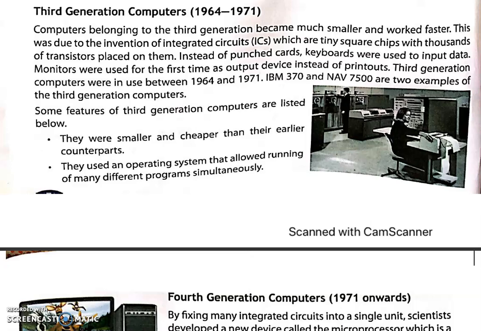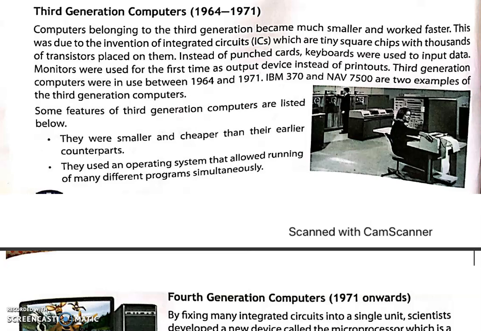Let's start. So, the third generation of computers, that was in between 1964 and 1971. Now, computers belonging to the third generation became much smaller and worked faster. Earlier we saw that the computers were very big. They used to weigh thousands of kilos and take up the entire room. Now, in the third generation, the computers became smaller, compact, and they started to be used in homes as well.